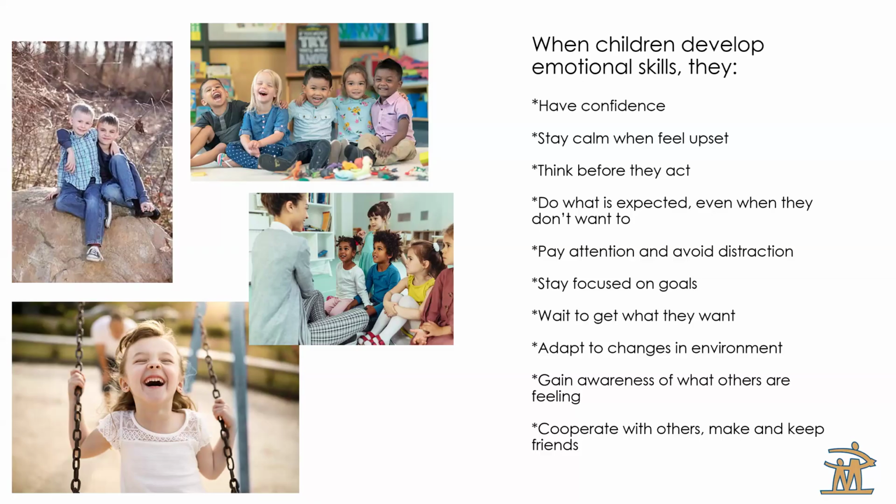They are able to adapt to changes in their environment. They gain awareness of what others are feeling. And they're able to cooperate with others and keep friends. They may not be able to do all of these things with 100% perfection all the time, but they are much, much better. And when you look at this list of skills, think about an adult, think about a future employee, think about how incredibly important building and developing social emotional skills are for the success of children as they grow and become young adults.